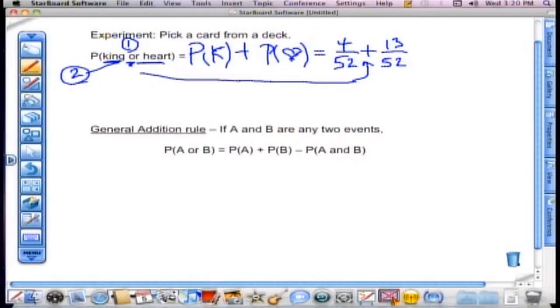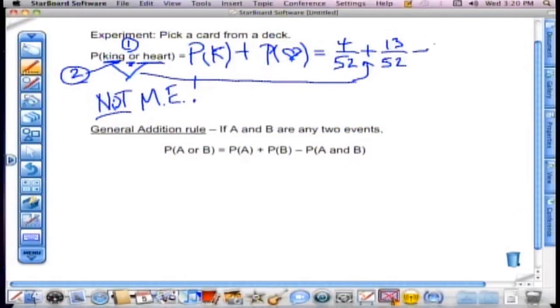So when this occurs, when the events are not mutually exclusive, we have to subtract back out the overlap, which is the probability of getting a king and a heart, or the king of hearts. If you think about it, in this piece, we counted all 4 kings, including the king of hearts. And in this piece, we counted all 13 hearts, also including the king of hearts. So we have to subtract the king of hearts back out again because we counted him twice. So this part is like the overlap of whatever stuff you counted twice.